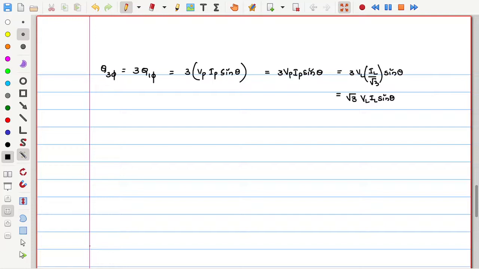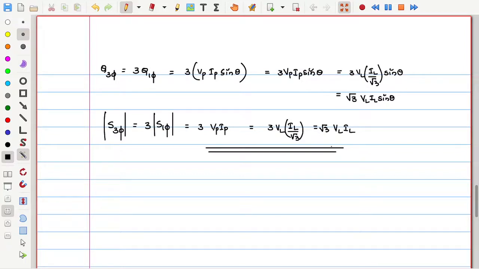Both are correct. One more is the apparent power. S 3 phase, the magnitude, is equal to 3 times S single phase magnitude, which is 3 times VP IP. This can also be expressed as 3 times, with Vp equal to VL for delta connection and Ip equal to IL by root 3, which can also be written as root 3 times VL IL. So try to observe these relationships carefully.